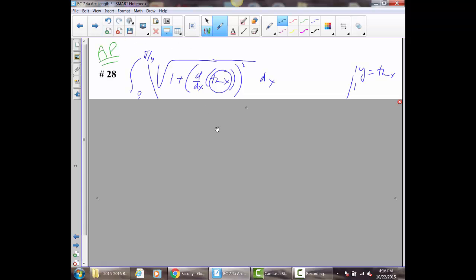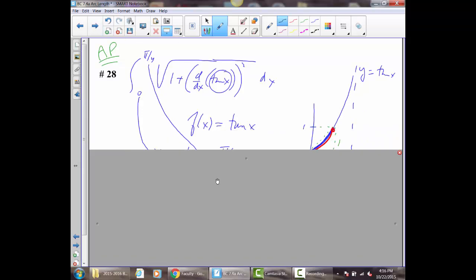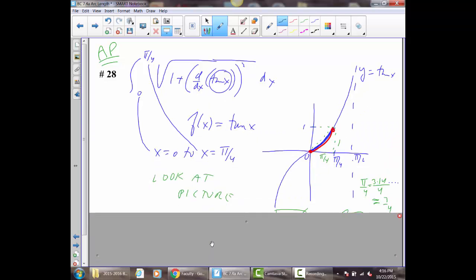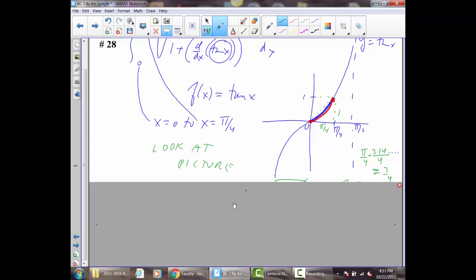Number 28, kind of popular on the AP exam. Okay, so you have this graph. You have the integral from 0 to pi over 4, the square root of 1 plus (d/dx of tan x) all squared dx. So this is your derivative of your tan function, so your function must be tan. It's going from x equals 0 to x equals pi over 4, and we're actually finding the arc length on the graph of y equals tan x between where x equals 0 and where x equals pi over 4, which would be this red region right here.